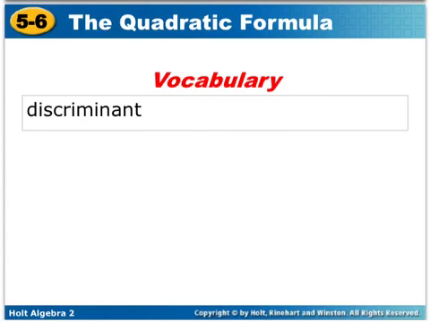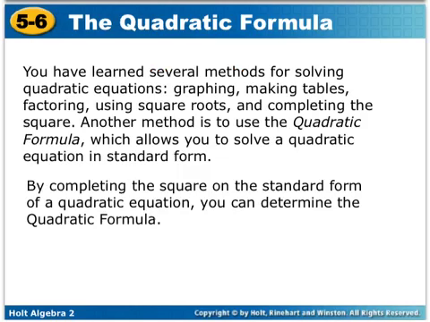The only new vocabulary word today is the discriminant, which is sort of difficult to spell. All right, you have learned several methods for solving quadratic equations. We graph, we make tables, we factor, use square roots, complete the square, and now we're going to learn the quadratic formula, which allows you to solve a quadratic equation in standard form. Get that? Standard form. It must be in standard form.